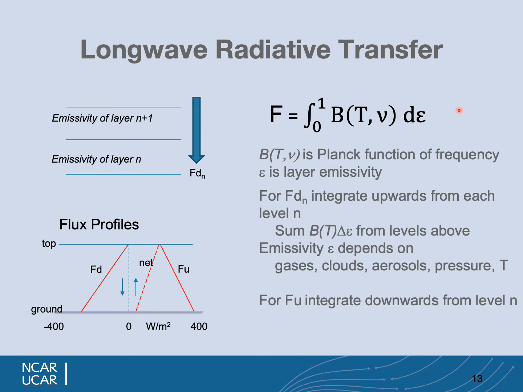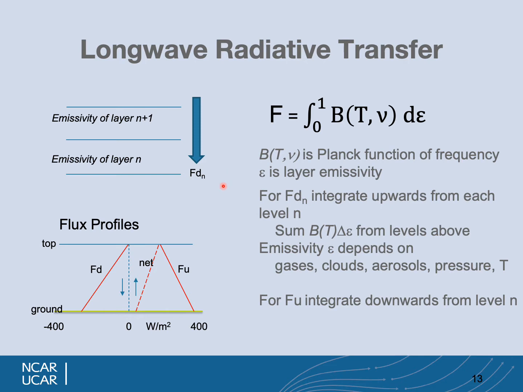As mentioned, to compute the radiative transfer, we need the flux in each layer. So the flux is given by an integral of B, which is a function of temperature and frequency, over d epsilon, which is the emissivity. This is turned into physical space integration in the model. So B is the Planck function of the frequency, and for FDN here, you do an integration upwards from each level. So this is integrating the emissivity of the layers n and n plus 1 all the way up to the top, and to give you a final value of F at the level n.